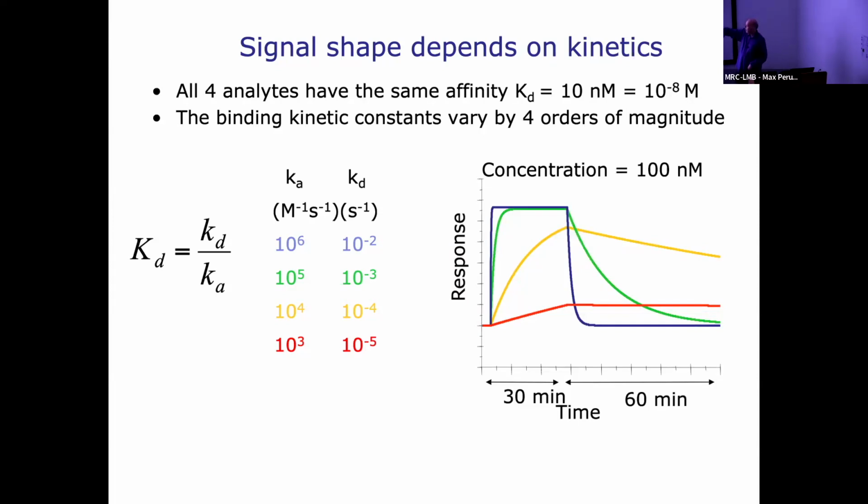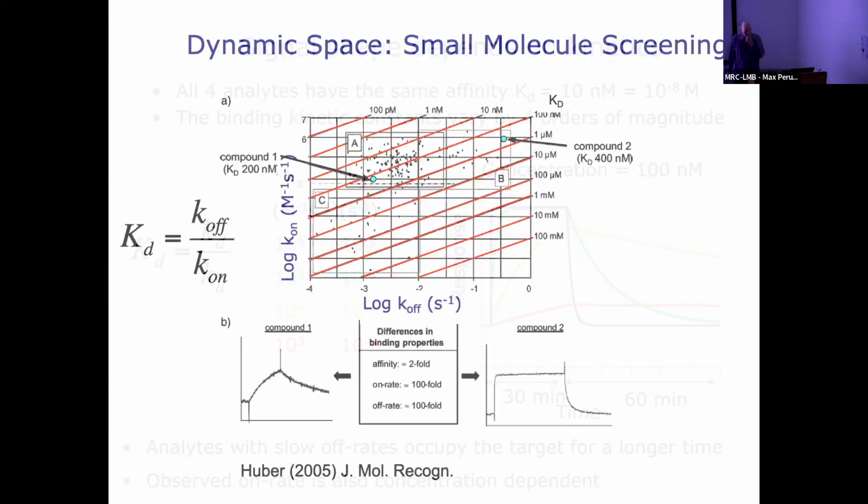And at the bottom there, you can see that red is really slow on, but because it's got a slow off, it's actually going to occupy the ligand for a much longer time, as we can see here.